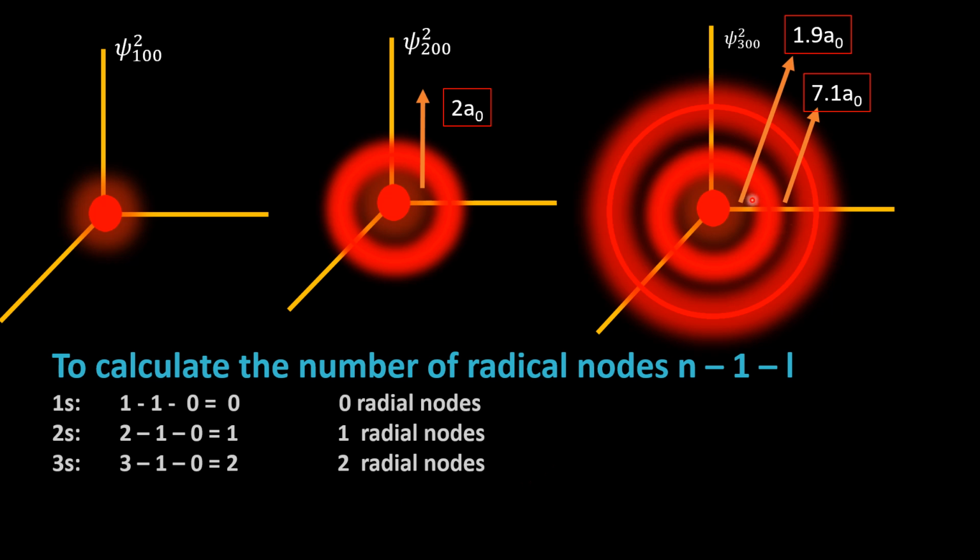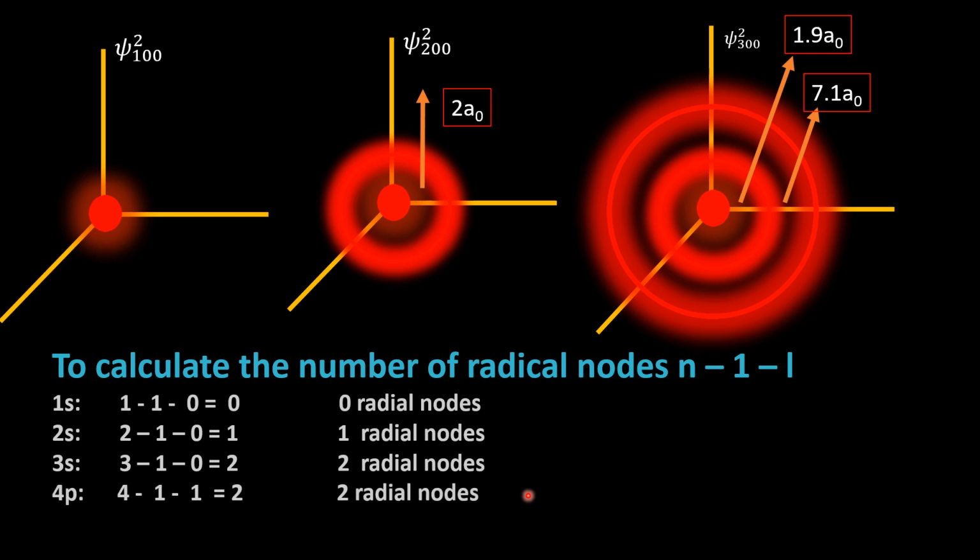So here again you can see the probability density plot for the 3s orbital. It has two radial nodes, one at a distance of 1.9 a naught, and another radial node at 7.1 a naught. That is, here is the zero probability of finding the electron. From this figure you can visualize that there is the maximum probability, then zero probability, again the maximum concentration of dots, so maximum probability, and again zero probability of finding the electrons. So for the 3s orbital you have two radial nodes.